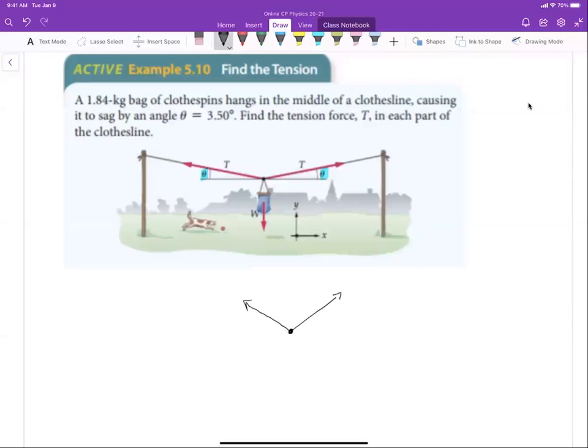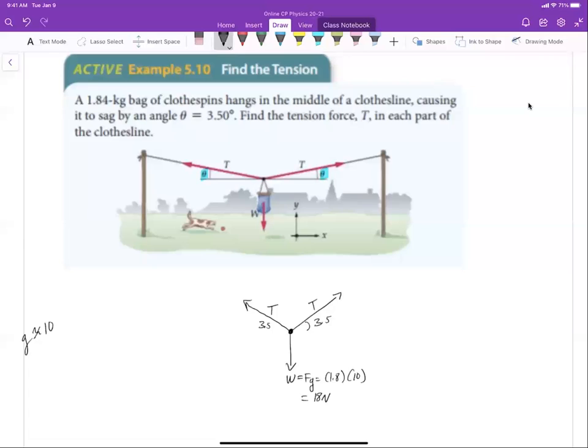Now I'm going to exaggerate this angle, which we know is 3.5. And because that angle is the same on both sides, I happen to know that the tensions are the same. The weight is pulling downward. That happens to be the same as the force of gravity, which is, I'm going to use 10 to make my life easier for g. So I'm going to estimate g as approximately 10 instead of 9.8. So I know that the weight is equal to 18 newtons.